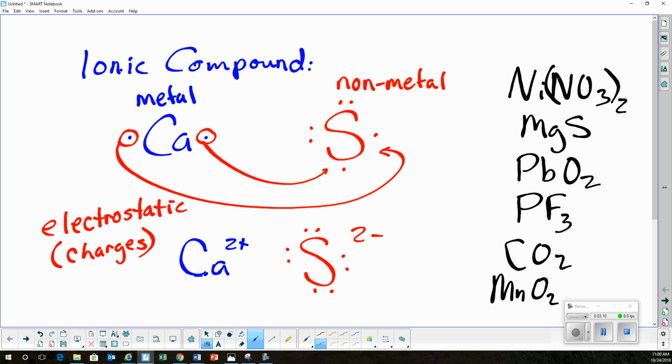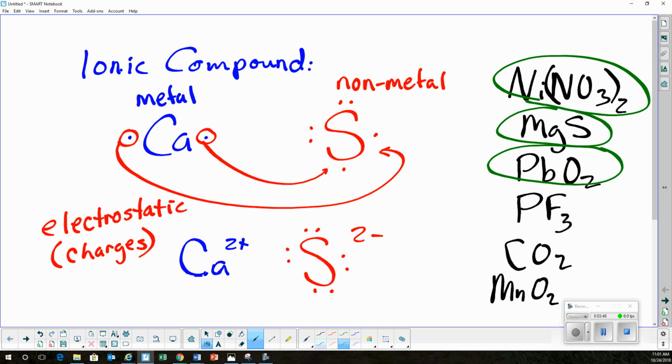Okay, which ones of these would be considered ionic? Shout out if you know one of them. Which one? Top one, yes. Second one, yes. There's more up there. The third one, yes. There's another one up there. And the last one, how did you decide all that?